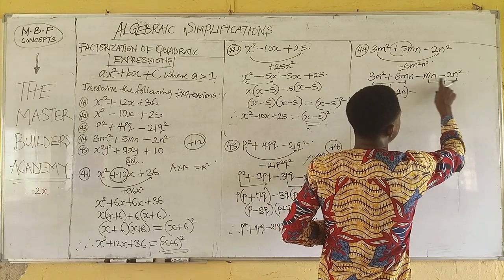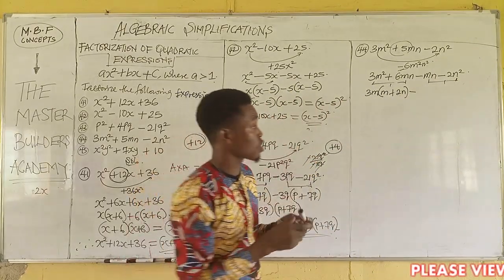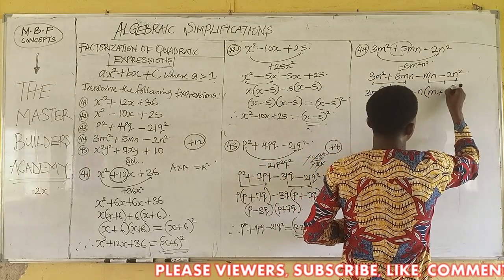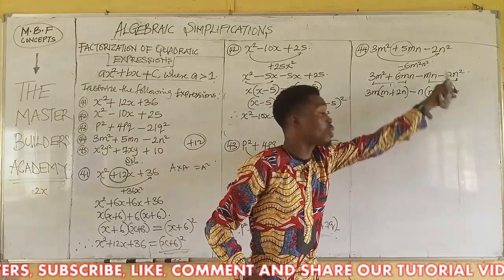Now what is common between this term and this term is only n. That is common, only n. You put down n and then open bracket, repeat the first bracket. It's as simple as this. So when you remove the bracket from here, you are going to get this back.